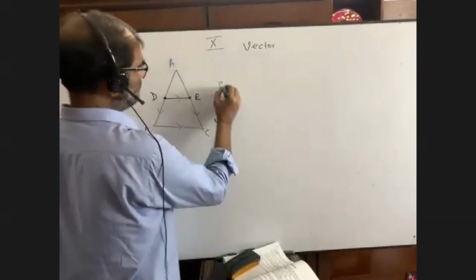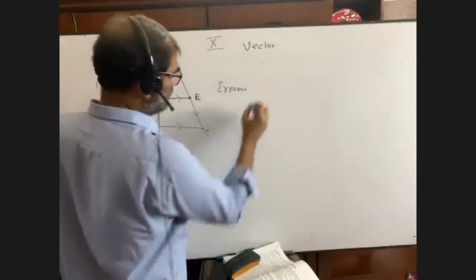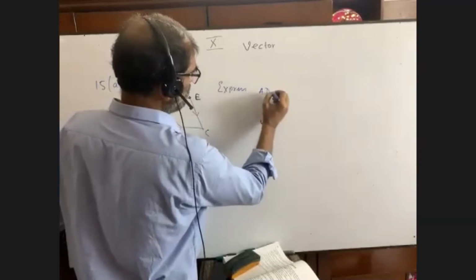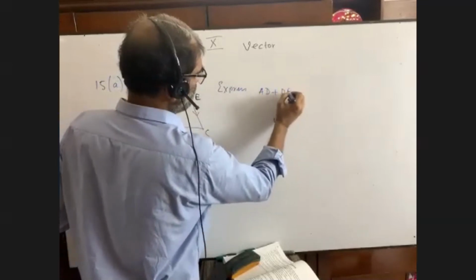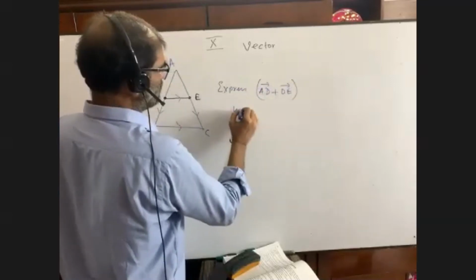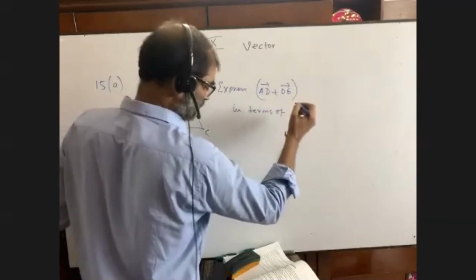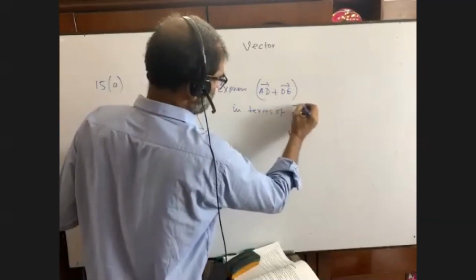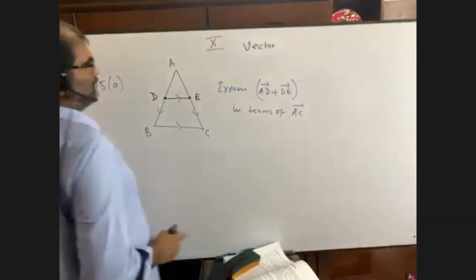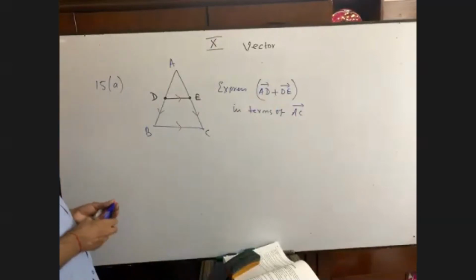Express AD plus DE in terms of AC. That is, in your answer, you will get AC. And left hand side, it will be AD plus DE. Can you do it? Yes, you can. Yes, do it.